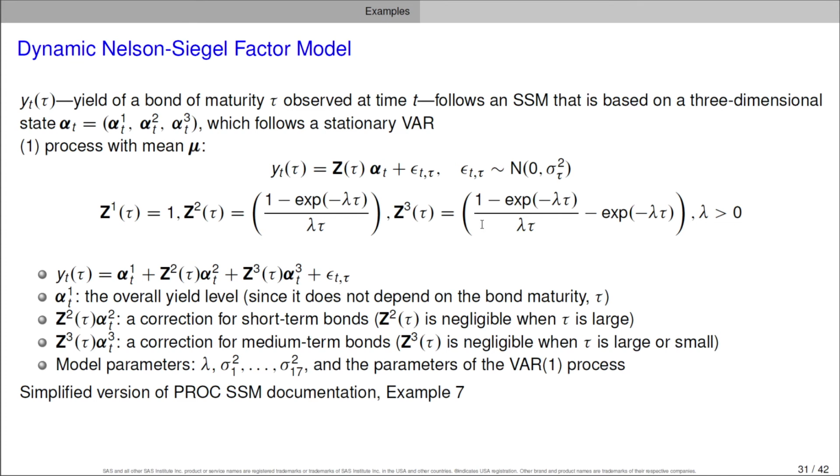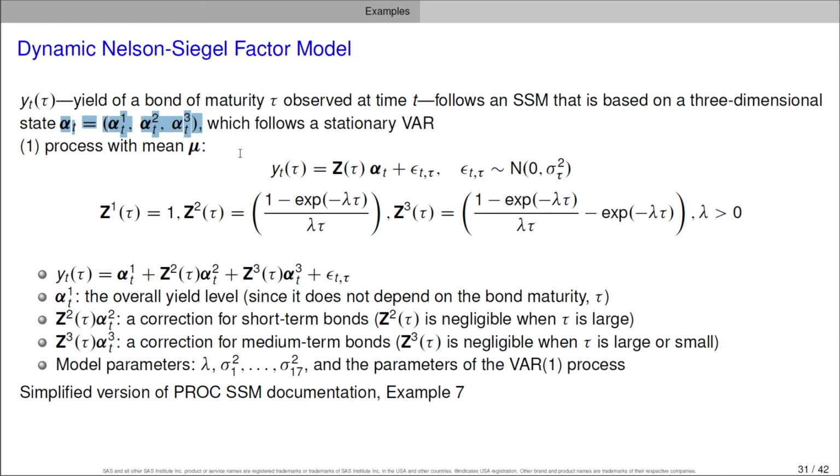Let y_t(tau) denote the yield of a bond of maturity tau observed at time t. So t denotes the time index and tau denotes the maturity. We will consider an SSM for y_t(tau), which is based on a three-dimensional state alpha that follows a vector autoregression of order 1 with mean mu. So the state vector that underlies this SSM is three-dimensional. Its elements are alpha 1, alpha 2 and alpha 3, and we'll assume that this alpha_t vector is a vector autoregression with mean mu.